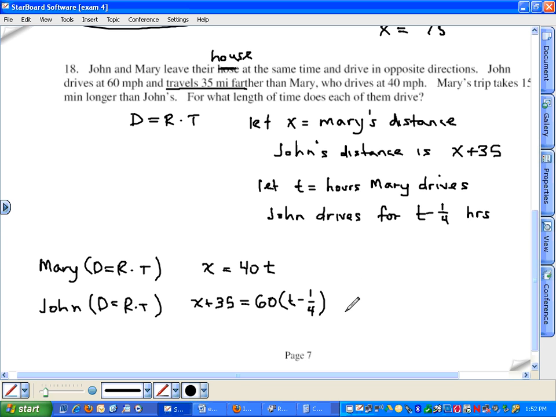So what we need to do now, let's simplify this equation here. If I distribute the 60 to the t and then negative 1/4, that's going to be 60t minus 15. But then if I subtract 35, that minus 15 is going to turn into negative 50. So this equation here is x equals 60t minus 50.